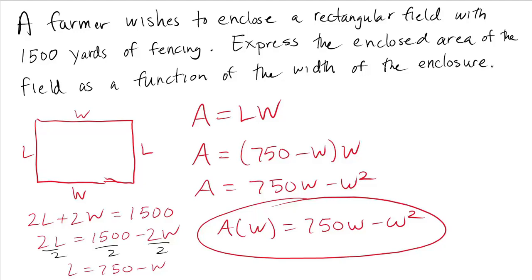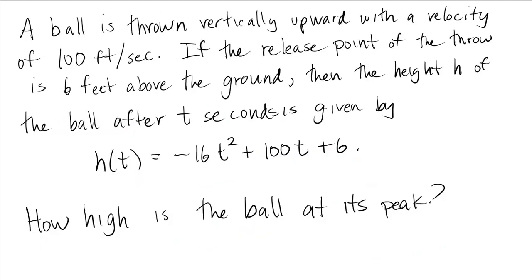Sometimes in a textbook problem, they just give you the function, you just have to work with it. A ball is thrown vertically upward with a velocity of 100 feet per second. If the release point of the throw is 6 feet above the ground, then the height h of the ball after t seconds is given by the function h of t equals negative 16t squared plus 100t plus 6. How high is the ball at its peak?